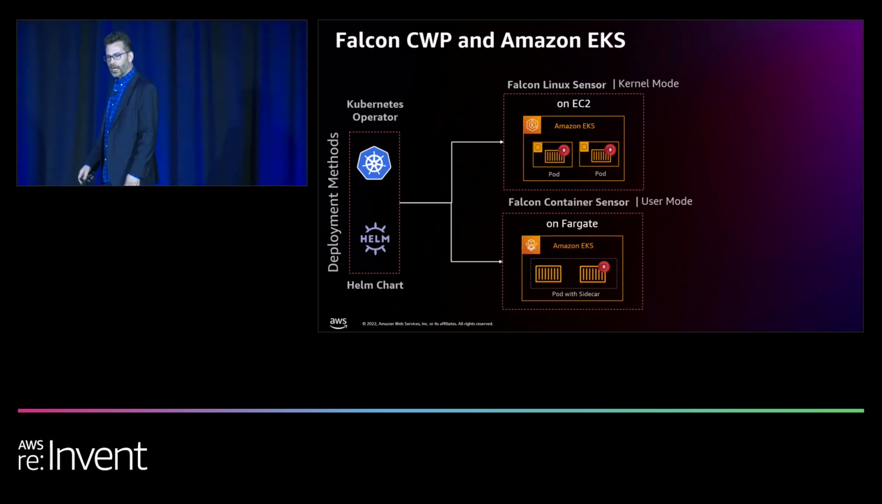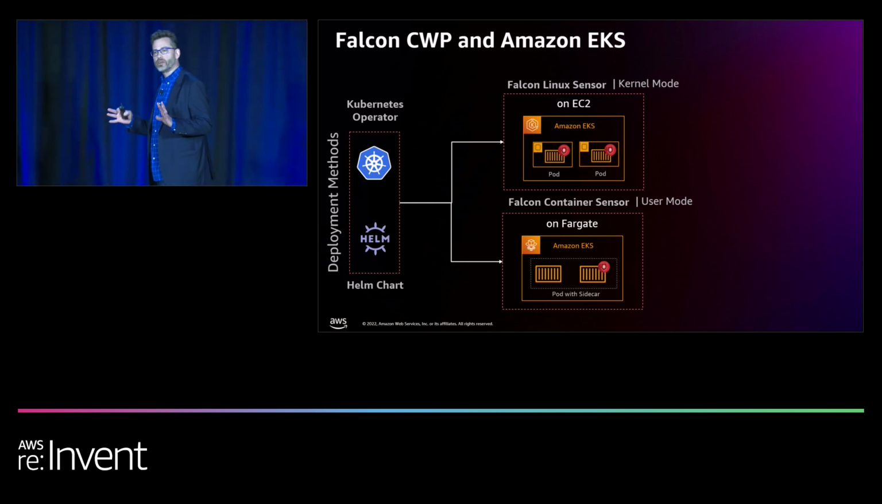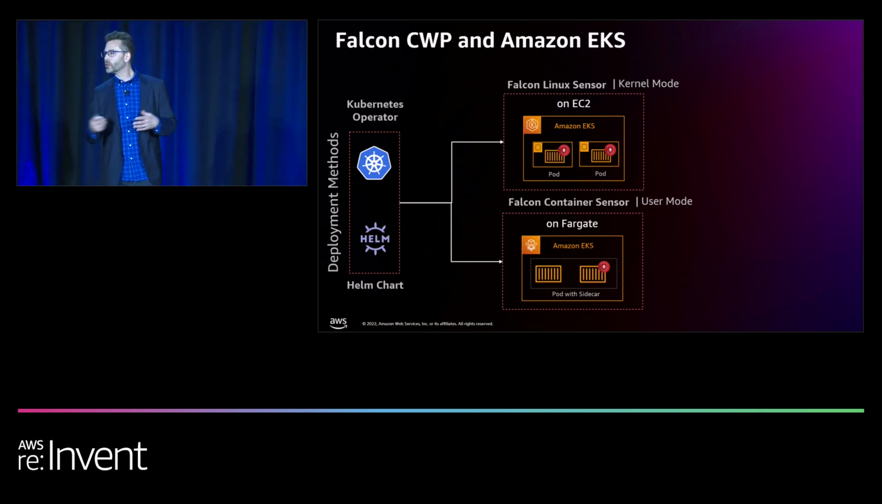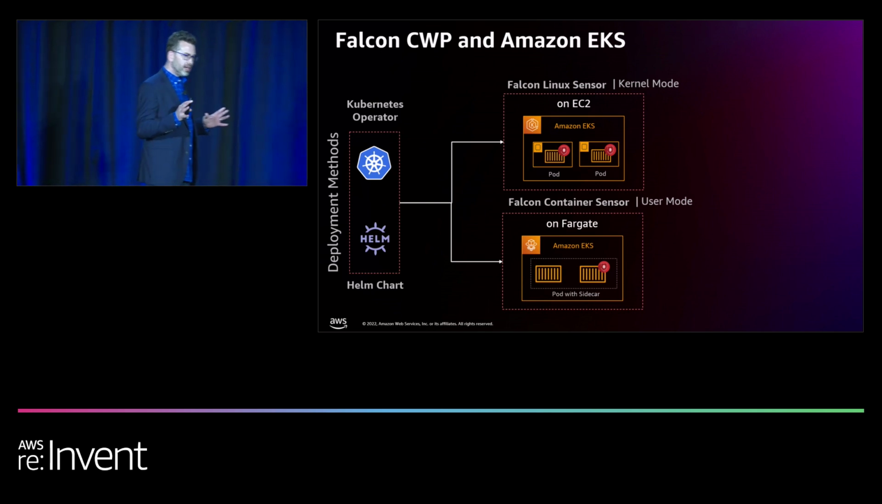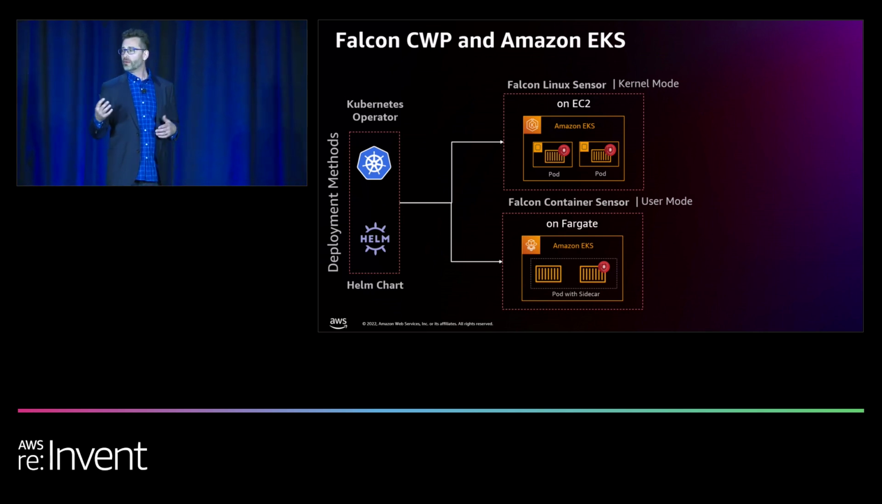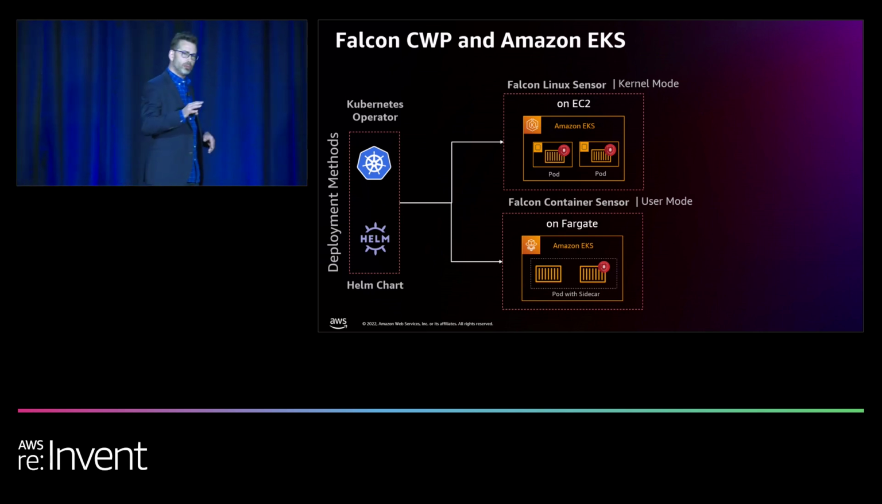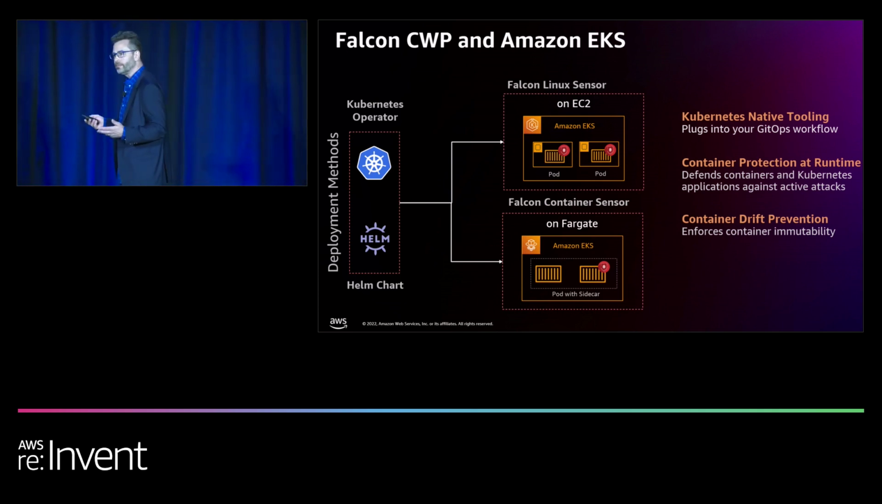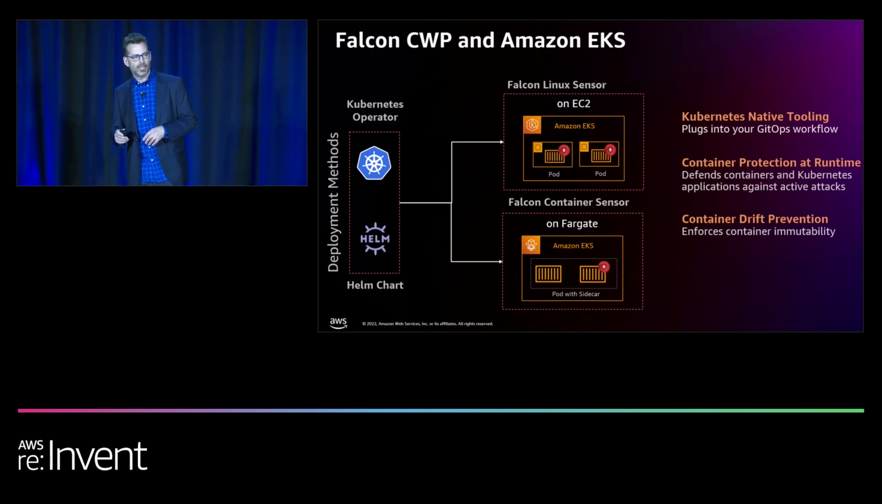If you're deploying your containerized infrastructure on Fargate, well, you can't deploy a daemon set, because you can't interact with the host in that way. So in that sense, we have a container sensor that is injected as a sidecar in your Fargate pod, and it's able to protect only the containers in that pod. Again, the benefit here, using the Kubernetes native tooling to fit seamlessly in your GitOps workflows.